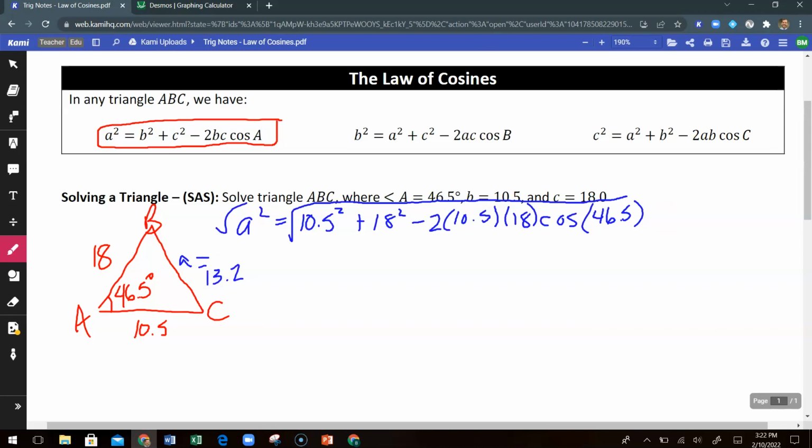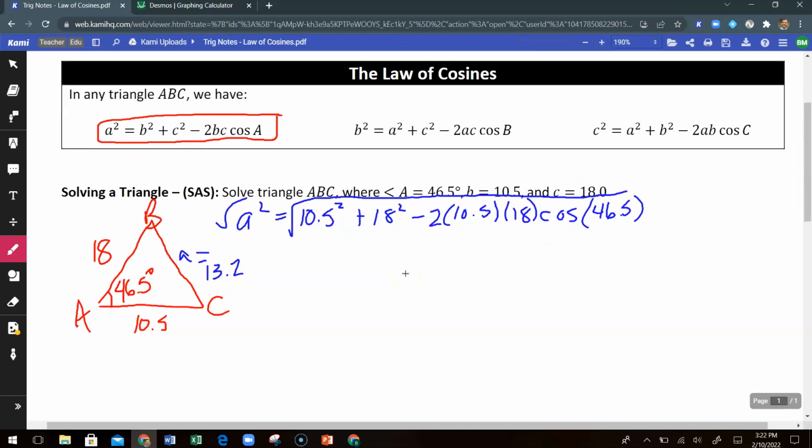Okay, now I have all three side lengths. Now I need to find the angles. So I could choose to solve for angle B or angle C, doesn't matter. But what I want you to notice is that if I'm trying to solve for an angle, I have to have all three side lengths. I have to have side length B, side length A, and side length C. So the only way I'm going to be able to solve for an angle is if I have all three side lengths already, which I do at this point in time.